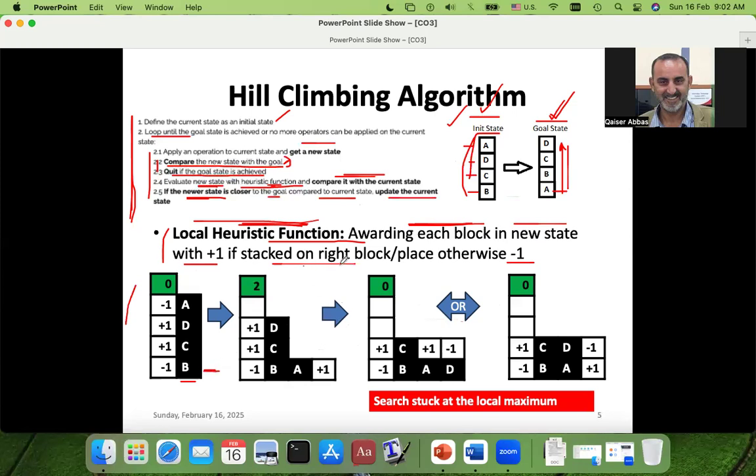And if it is not the right position, if it is not stacked on the right place or block, then what? Award penalty. So that's why it is -1. And then this C is stacked on the right place. C is stacked on B. So that is its right place.